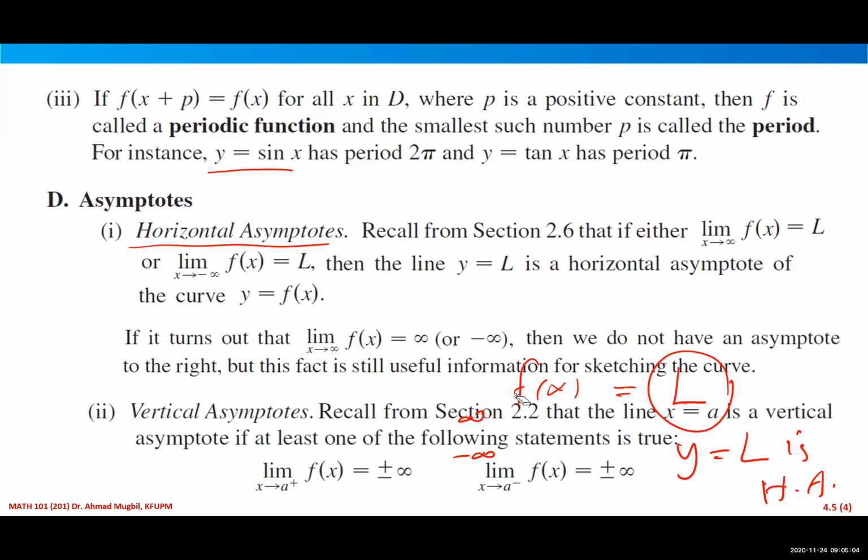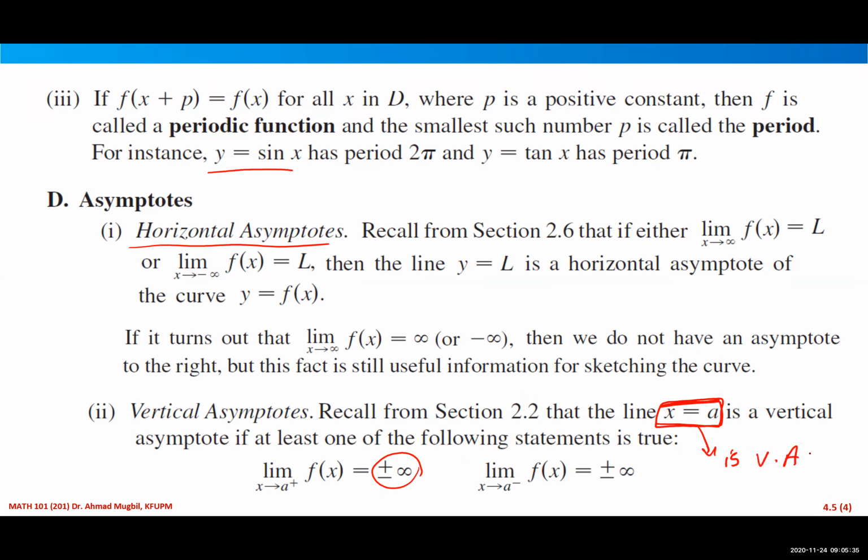What else? The vertical asymptotes. How to find the vertical asymptotes of a function? You need to find a value for x at which the function is not continuous or not defined. And then check the limit from the left and from the right. If the limit from the left or from the right of that number is equal to infinity or negative infinity, then x equals a is a vertical asymptote. Usually, when you have rational functions, for example, this will happen at the zeros of the denominator.